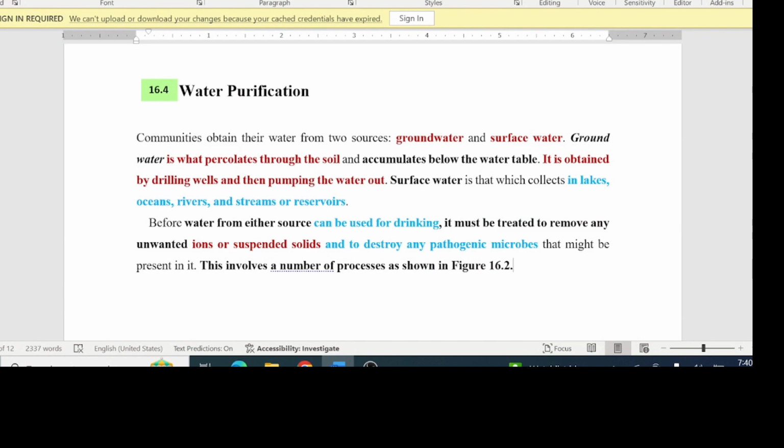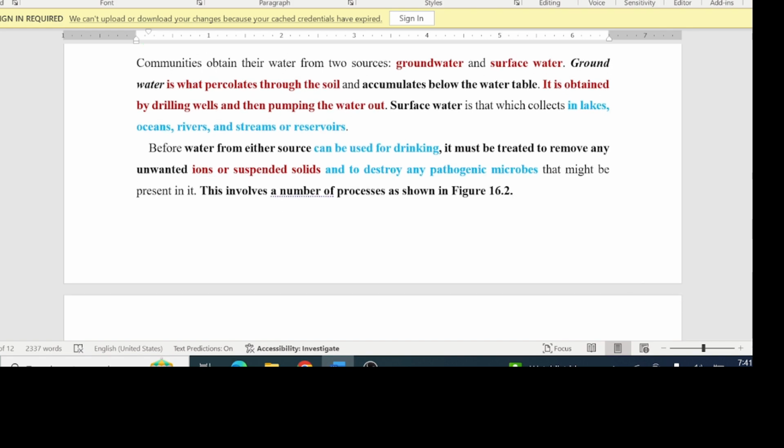Our lesson today deals with water purification. Communities obtain their water from two sources, groundwater and surface water. Groundwater is what percolates through the soil and accumulates below the water table. It is obtained by drilling wells and then pumping the water out. Surface water is that which collects in lakes, oceans, rivers, and streams or reservoirs.